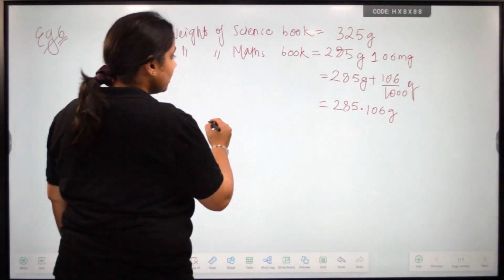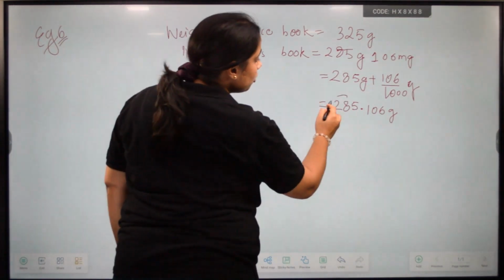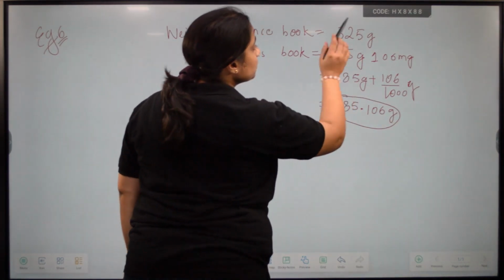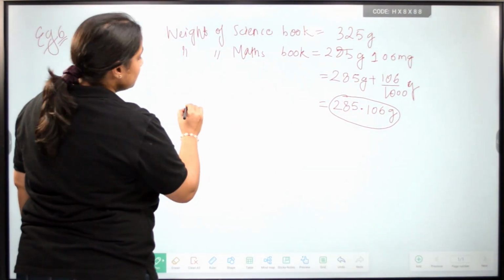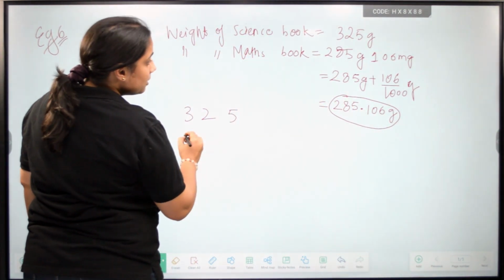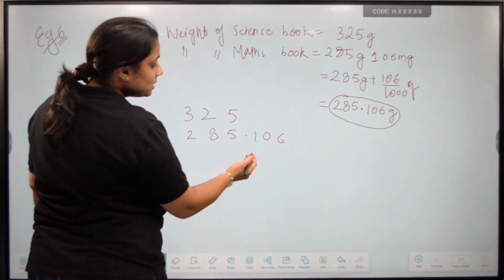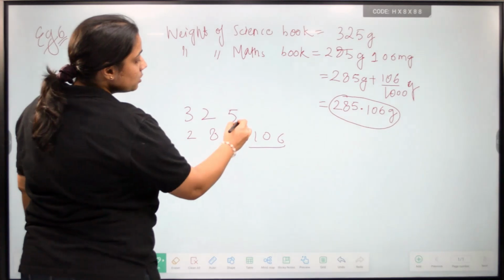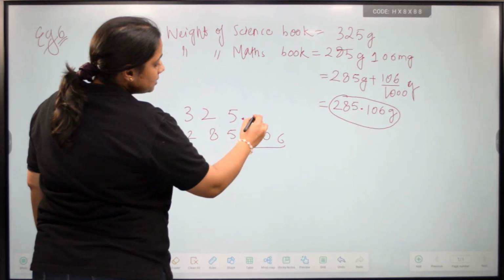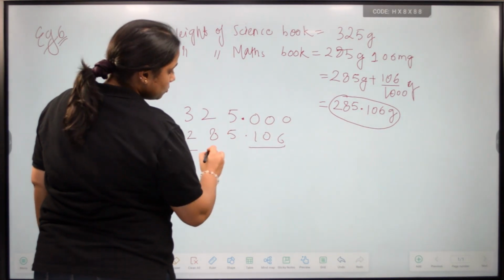So it will be done like, we need to subtract the weight of maths book from the science book. So after subtracting 325 minus 285.106, we can see that we have 3 decimal places here. So we will place 3 decimal places here as well.